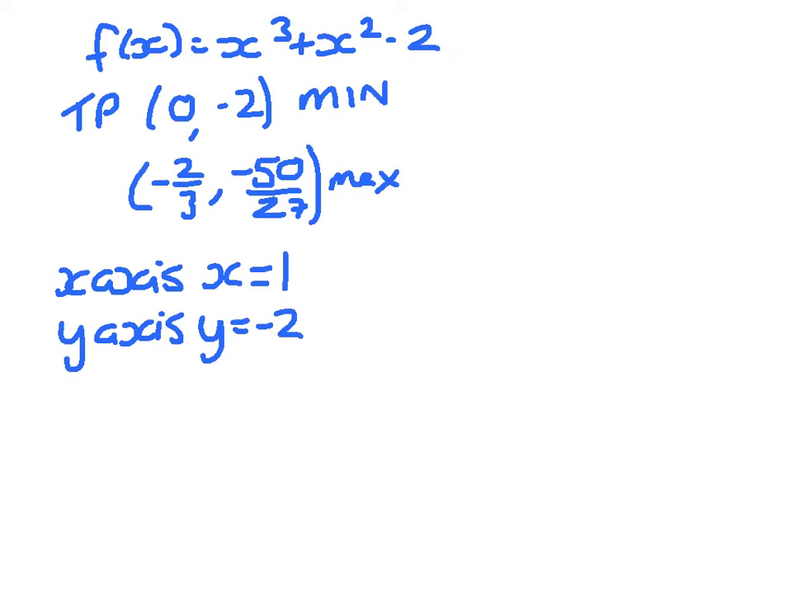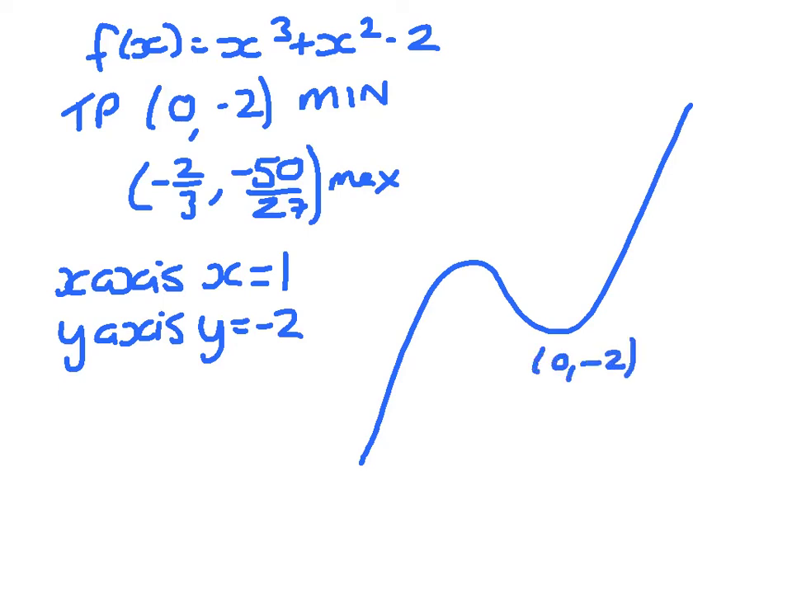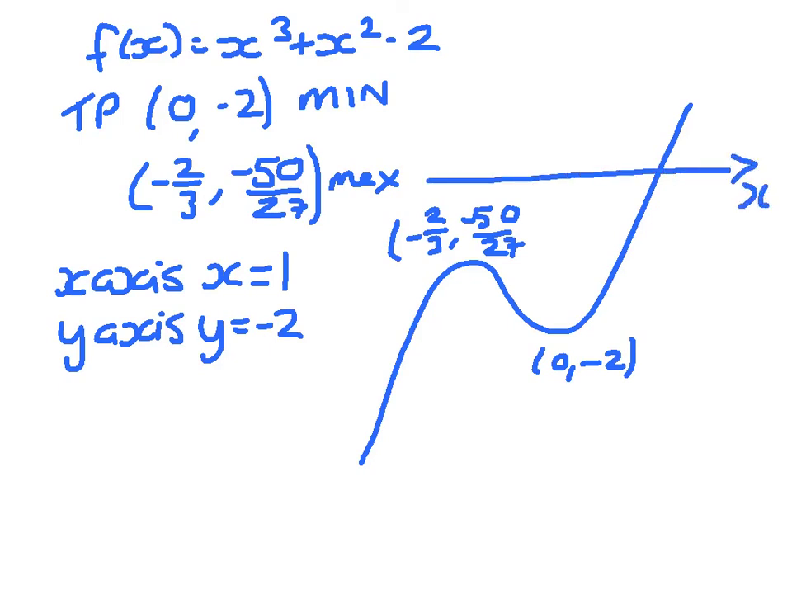Gathering together all the information from the previous pages, I always start a curve sketch by drawing the shape of the curve and adding on the coordinates. Our minimum is at 0, minus 2, our maximum at minus 2/3, negative 50 over 27. So the first thing that tells me is my x-axis is above my turning points.